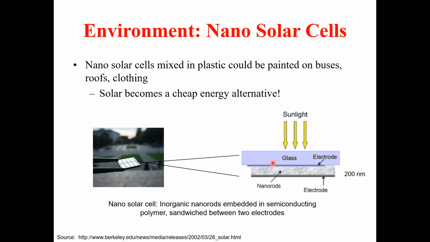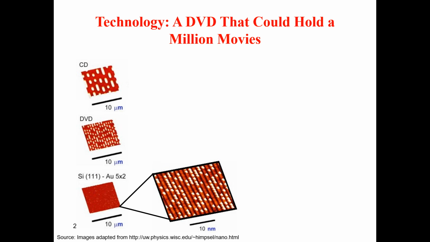So it's been mixed with plastic and could be painted on buses or clothes, so it will become a cheaper energy alternative. Along with that, it can also utilize the heating effect, I mean the solar effect, that can otherwise be damaging for human skin or for some other environmental factors.